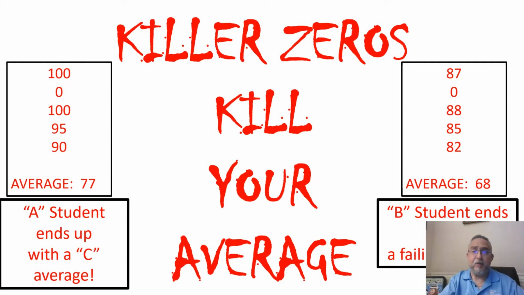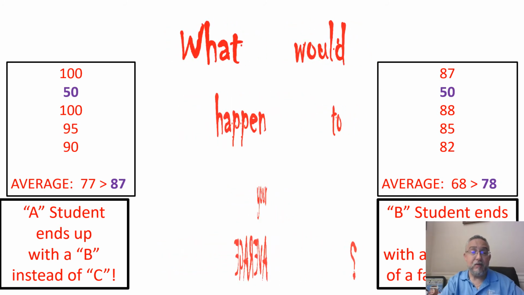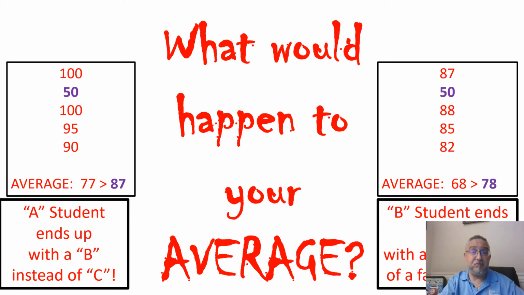Let's use a different example. What happens if the student turns it in late and they only get half credit? Well, that can have a big impact too in whether or not they are able to pass the course. So let's look at their average if they just get the 50. Here's that same student. They have that 100, that 50, that 100, that 95, and that 90. Their average went from a 77 all the way up to an 87.